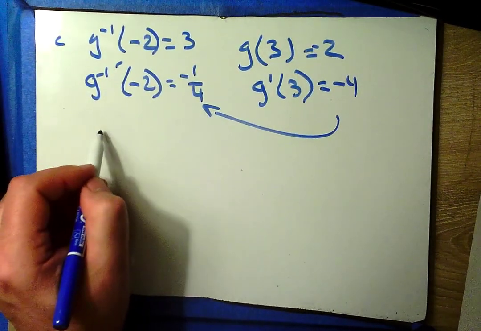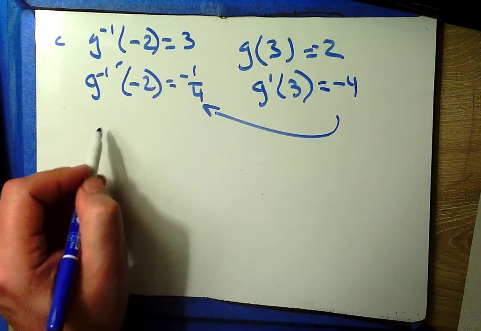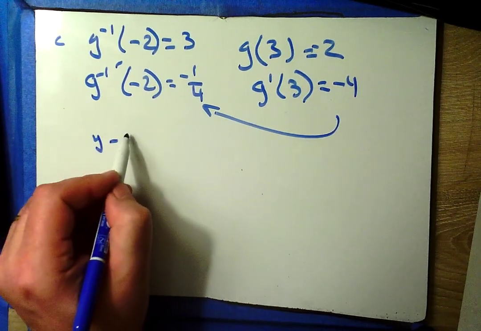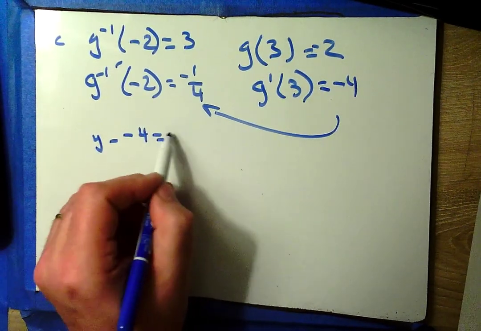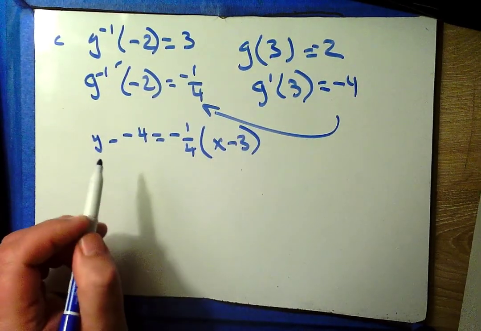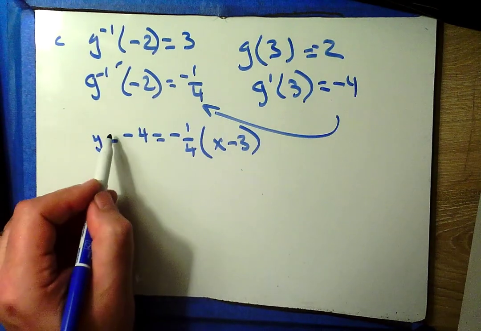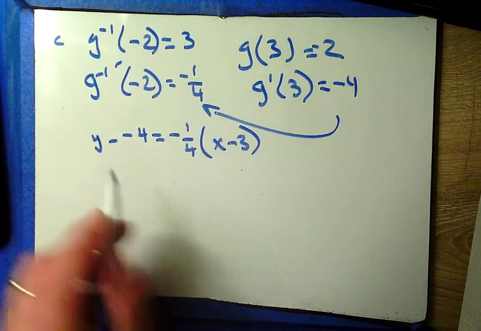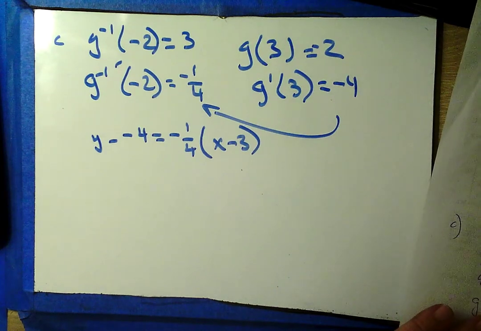And we can then say our tangent line, y minus negative 4 equals negative 1/4 x minus 3. And since this is free response, I'd probably stop there. But I guess you could take this further.